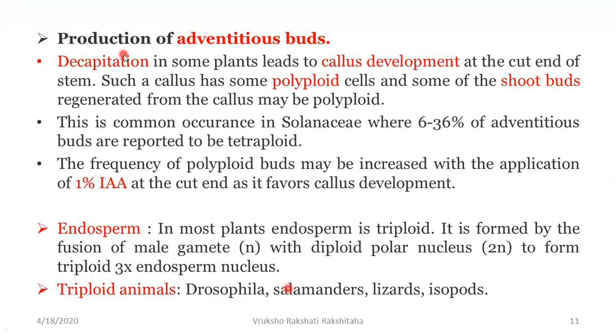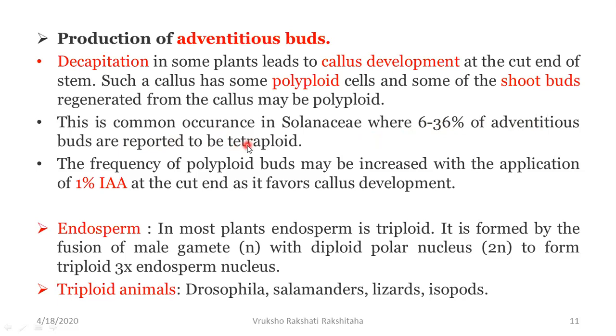Now let us look into the other method of spontaneous production. Sometimes there is a production of adventitious buds. Decapitation occurs in some plants. What is meant by decapitation? When the apical bud is removed, that is called decapitation. When the apical bud is removed, callus development takes place at the cut end of the stem. Such a callus has cells, some of which may be polyploid, and some of the shoot buds regenerated from this callus may be polyploid. This is of common occurrence in the family Solanaceae, where nearly 6 to 36% of adventitious buds have been reported to be tetraploid.